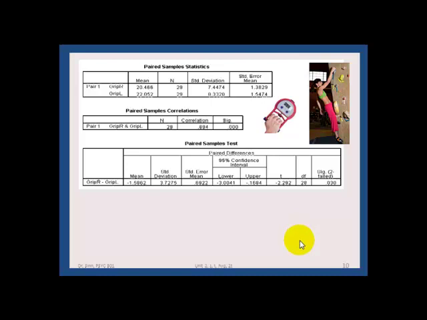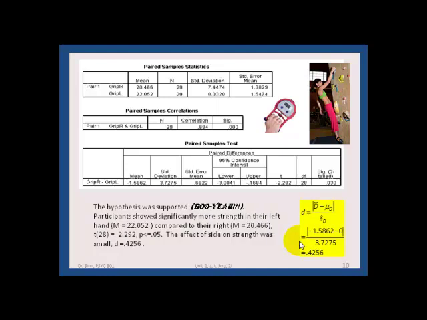All right, coming back. Here is your paragraph. You'll notice that the hypothesis is supported because we have the significance value below 0.05. And so we'd want to compare the two groups. Participants showed significantly more strength in their left hand compared to their right. And then we summarize the statistic. T with 28 degrees of freedom is equal to such and such, comma, p is less than or equal to 0.05. And again, we're just looking at the sig value here, which is telling us that it's significant because it's below 0.05. Because it's significant, we need to do the D statistic.